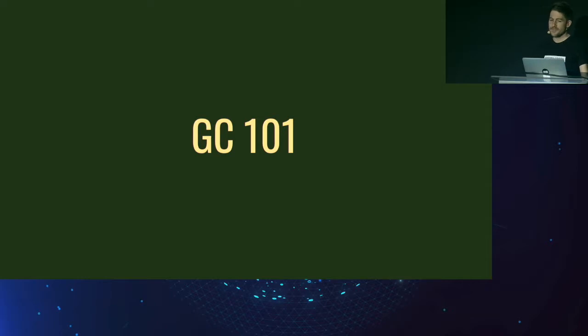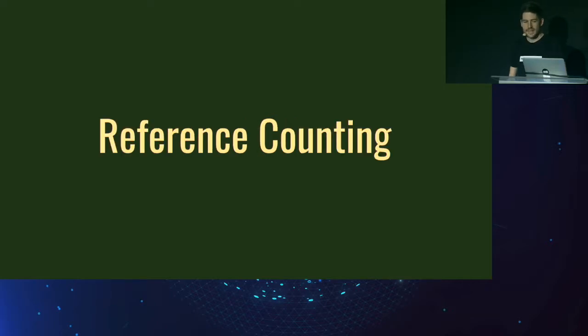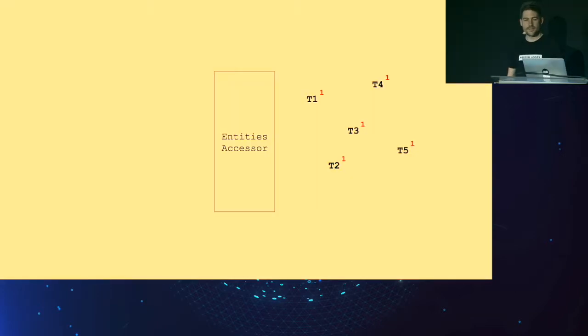Let's have a look at some solutions to this problem. The first concept in garbage collection is reference counting. It's the simplest one. You have something called an entity successor, and it has a pool of entities, like T1, 2, 3, 4, 5, and they have a little red 1 attached to them. That means in your application, this object is used once right now.